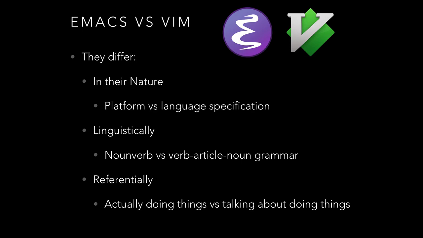They differ linguistically, where Emacs's command model is basically noun-verbs. So you say forward Symex, backward Symex, kill word, kill sentence, kill paragraph. It's all one thing, right? So nouns and verbs are not separated. Whereas linguistically in Vim, the grammar is verb, article, and noun. So you say delete 3 paragraphs, change this word, or something like that.